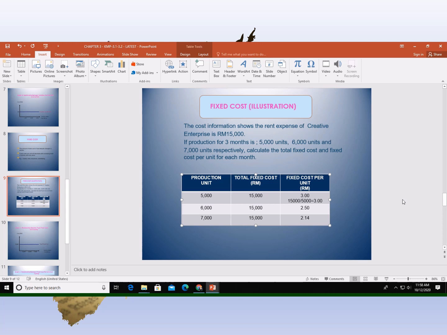For the second level of production units, 6,000 units, the total fixed cost is still 15,000, but the fixed cost per unit is 2 ringgit 50 cents. And the third level of production units, 7,000 units, total fixed cost is 15,000, but the fixed cost per unit decreased to 2 ringgit 14 cents.